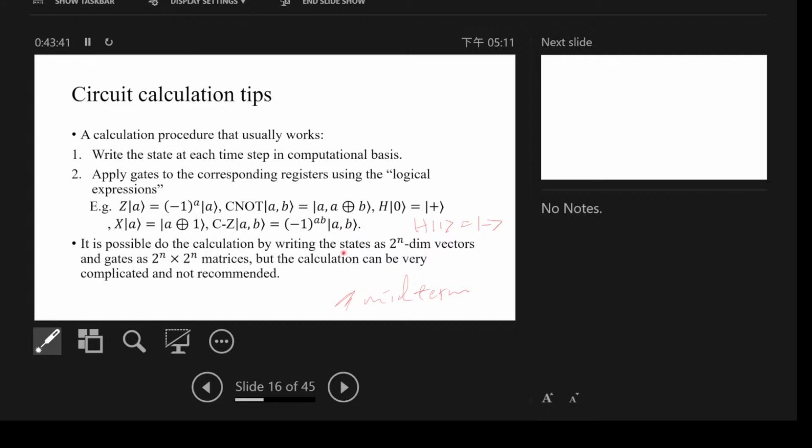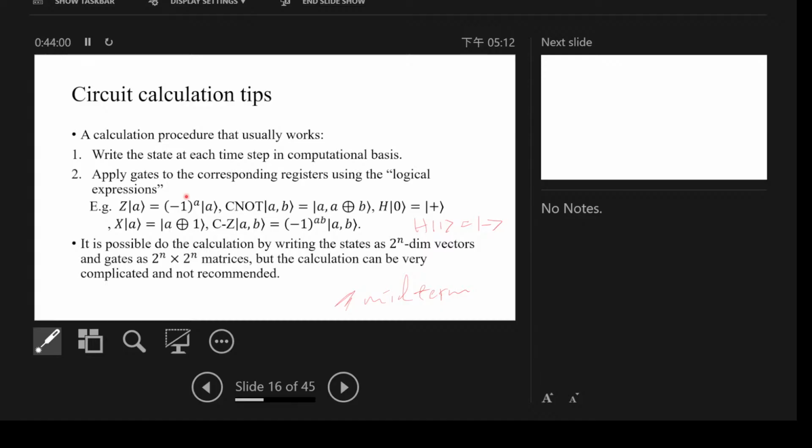Okay, so those four things are always nice, because you see that you start with one computational basis state and you end up with another computational basis state. So this makes the calculation really nice. You don't increase the number of computational basis states.